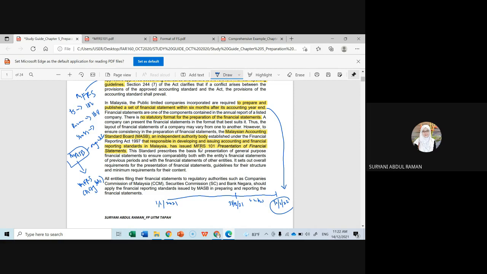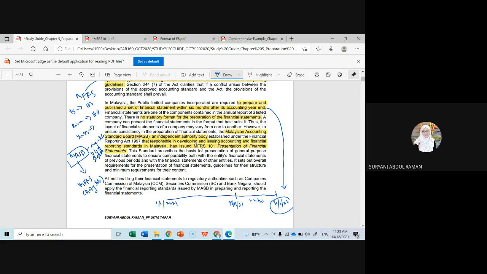Badan. Kemudian MASB ni, dalam ni ada semua experts lah. Dia ada semua experts in financial accounting, in finance and so on, in economic and so on. So the people in the MASB will sit together and issue MFRS. The people in the MASB, dia satu organisasi, they are responsible to issue the MFRS.